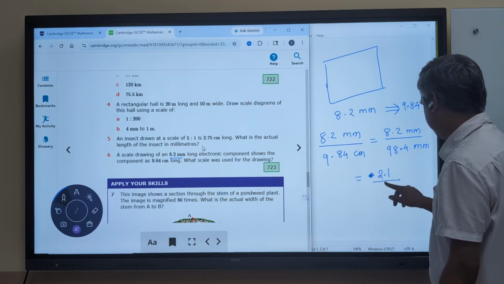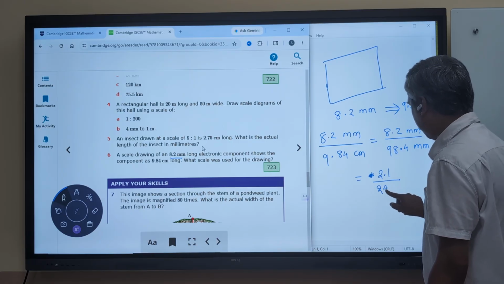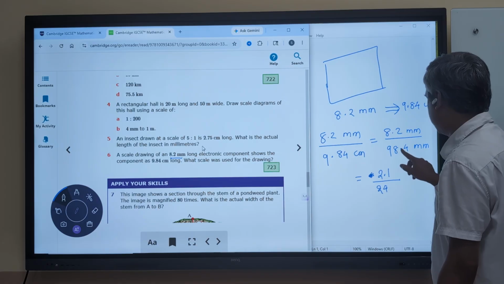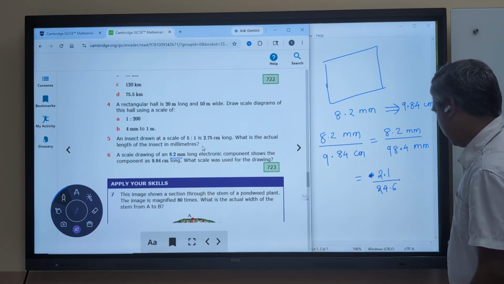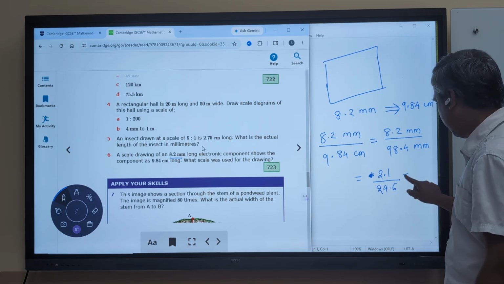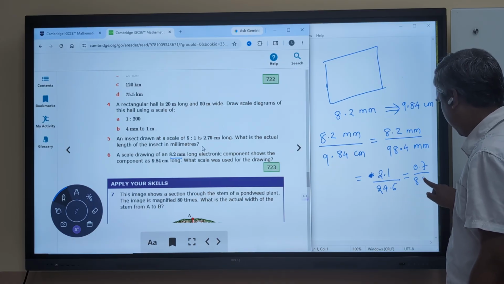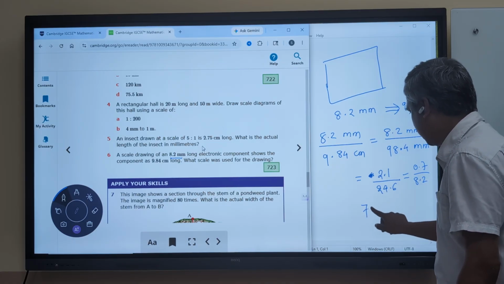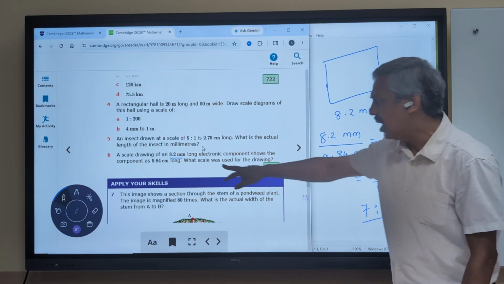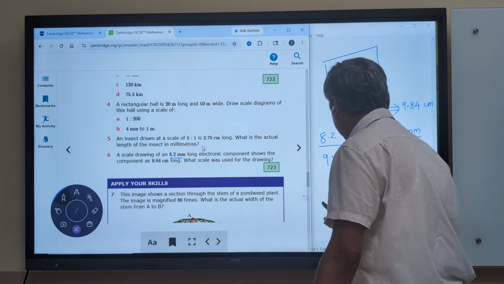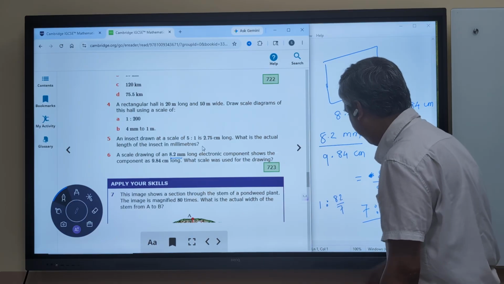Divided by 4, and this is 24.6. So this is divided by 3 as well, so 0.7 upon 8.2. So the answer is 7:82 is the ratio. But the scale has to be written as 1:n. So we divide both by 7, and 82 by 7.